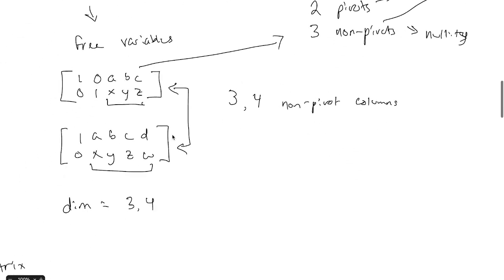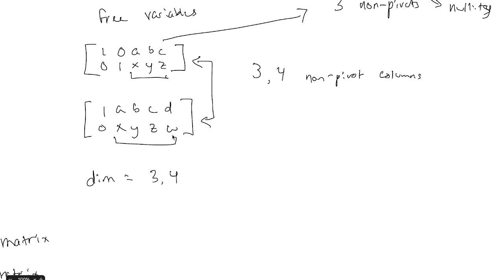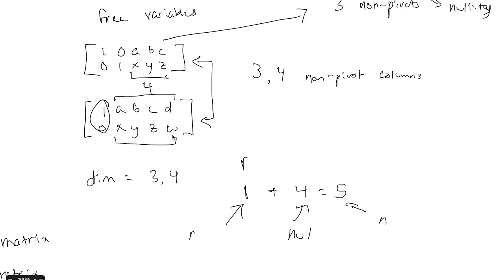If you see this one down here, there's 1 pivot. So our rank, I'm going to call it R for now, R is 1, plus our number of free variables here, which is going to be 4. 1 plus 4 is equal to 5. Look at that. This is our nullity. This is our rank. It works just like that.